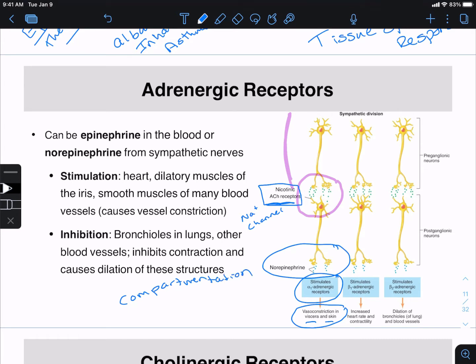Where are those alpha-1 receptors found? They're found in the skin, the blood vessels that are in the skin, the blood vessels that are in the viscera. Now let's look at the beta-1 receptors again.